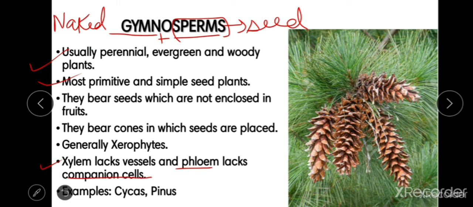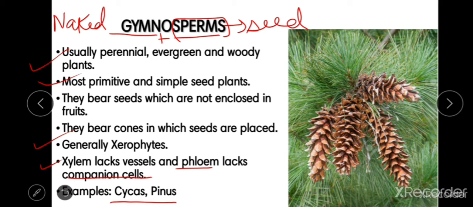The next interesting feature about gymnosperms is that they are generally xerophytes. Xerophyte meaning they require less amount of water to grow. Here are some examples of gymnosperms, Cycas and Pinus.